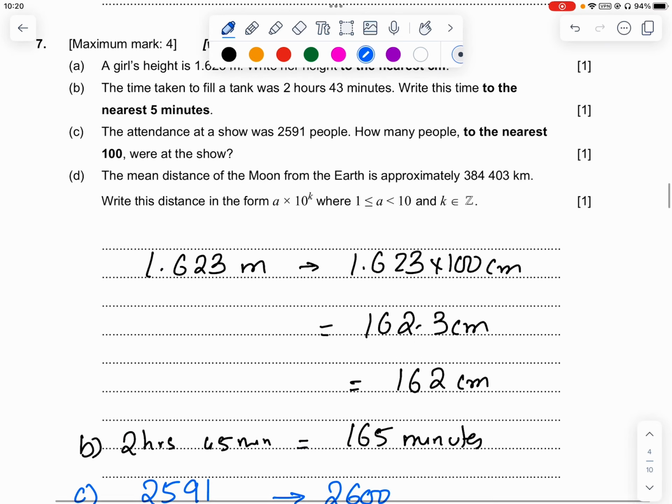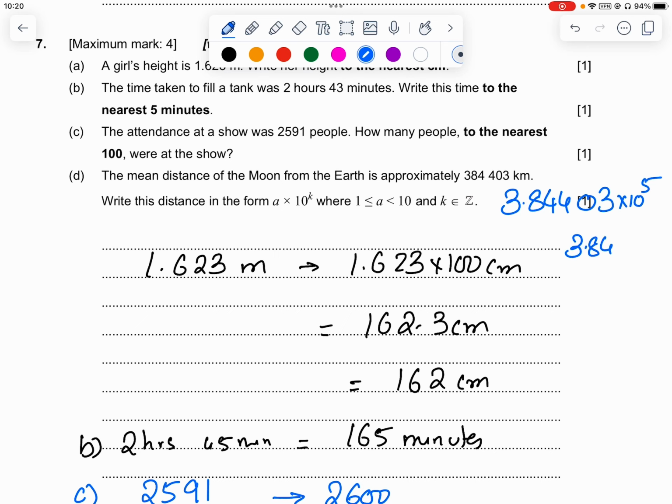Next, the mean distance between the moon and the earth is approximately 384403 kilometers. Write down the distance in standard form. So it's going to be 3.84403 times 10 to the power of 5, or you can write 3.84 times 10 to the power of 5. That's going to be the answer.